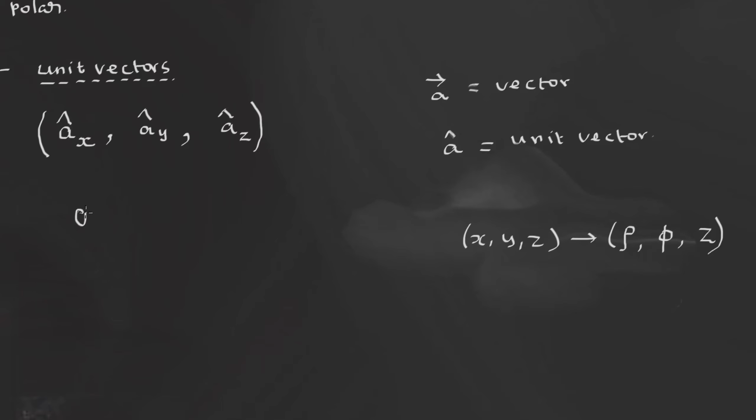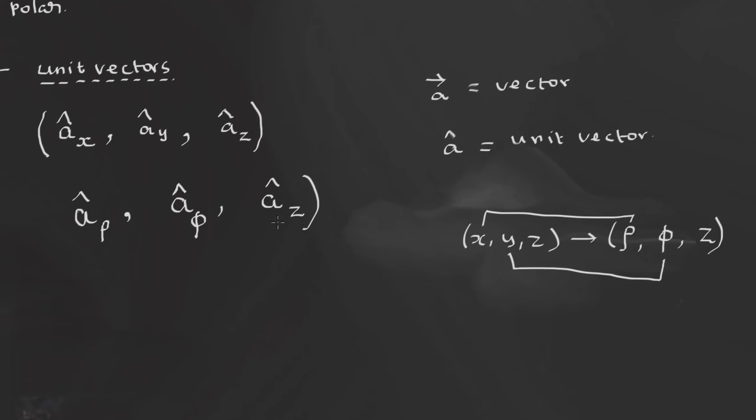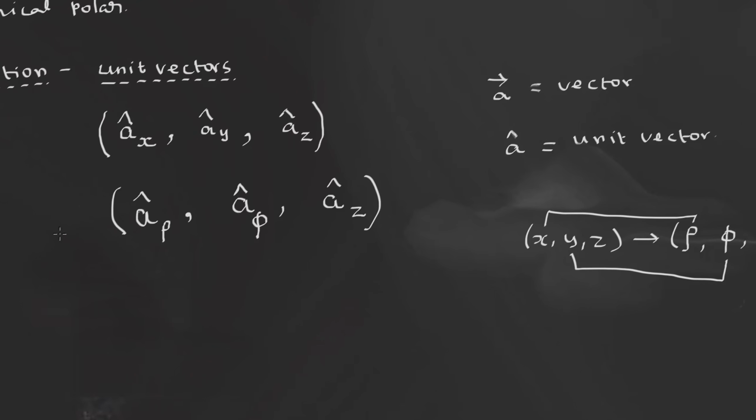It will look like this. A is the unit vector. The first element will be, now instead of x, you have the rho. So we put a rho here as a suffix and then put the cap here, then comma. Then A is the unit vector. Then y, instead of y, you have the phi. So you put a phi here. Then put a unit vector, that is a cap, comma. The last unit vector will be A suffix z and then put a comma. So this will be the set of three unit vectors.